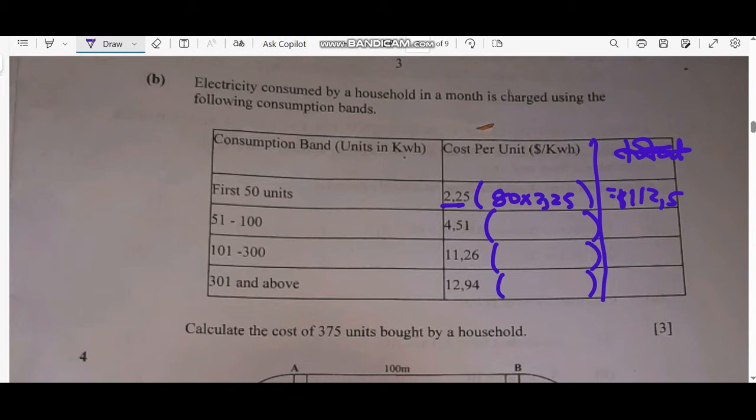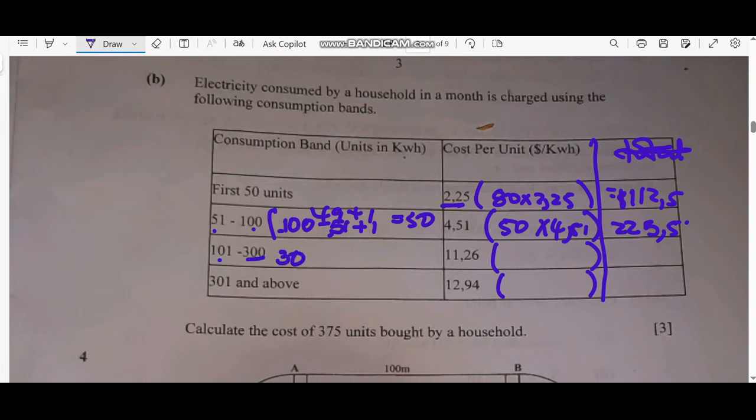Then from 51 to 100. We say 100 minus 51, which gives 49, then plus 1 gives 50. So 50 times 4.51, which gives 225.5.